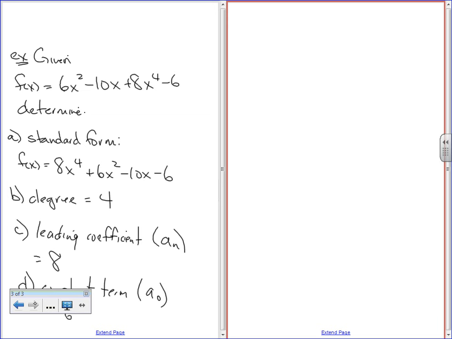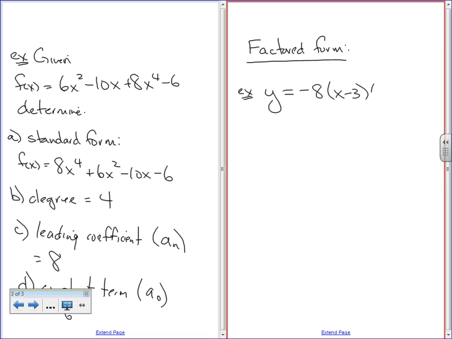Okay. So the next thing we're going to talk about is the factored form of a polynomial. This is standard form. Okay? Factored form. As soon as you see the word factored, you should think brackets, right? So the factored form of a polynomial would be something like y is equal to negative 8 bracket x minus 3 bracket x plus 1. So that's a polynomial in factored form.